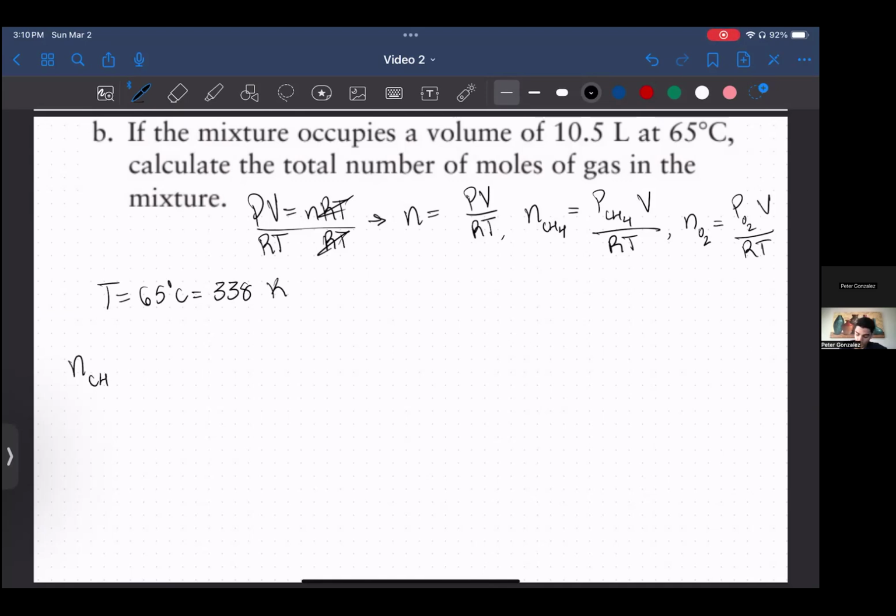So moles of CH4 is equal to 0.175 atm from the last part times the volume, which is 10.5 liters. Now divide that by 0.08206 liters times atm over mole times kelvin, and then times the temperature, so that's 338 kelvin. And this will give us 6.6 times 10 to the negative second moles.